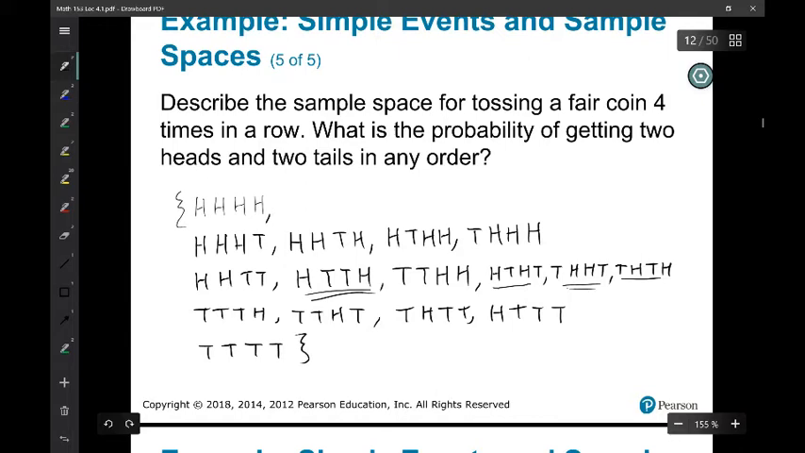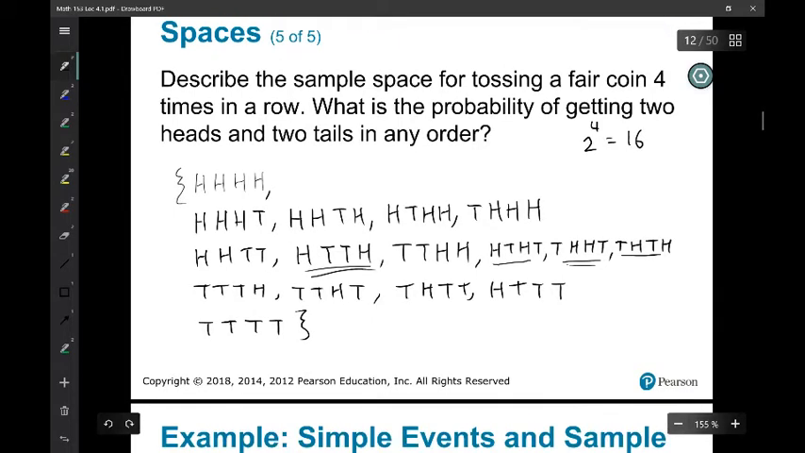We'll learn more about counting up sample spaces in future sections, but we have 4 events, and each time it could be either heads or tails, so that's 2 outcomes, 4 events, 2 to the 4th, 16. Let's count up our sample space. 1, 2, 3, 4, 5, 6, 7, 8, 9, 10, 11, 12, 13, 14, 15, 16.